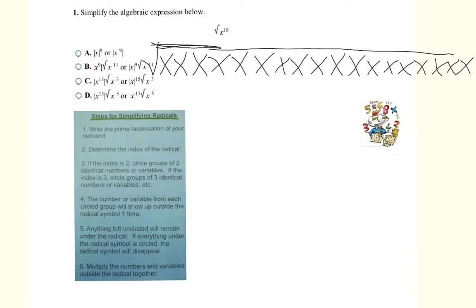And then the second step is to look at the index. And my index is blank, so that means it's going to be a little 2. And since my index is 2, I'm going to start to circle groups of 2. Identical groups. That means I'm going to circle x's with x's. So I'm going to go ahead and circle groups of 2.